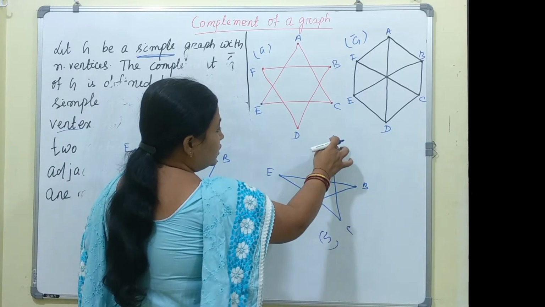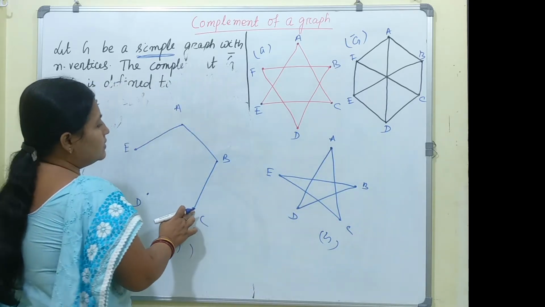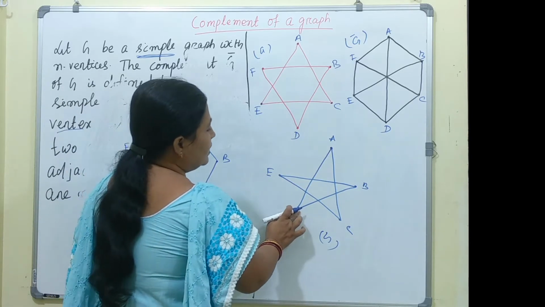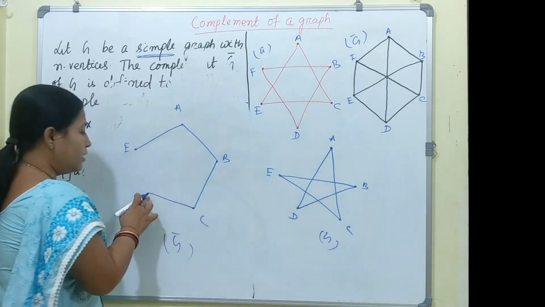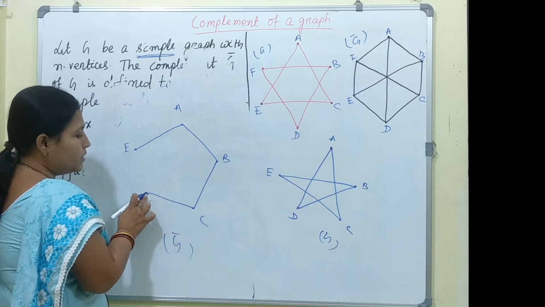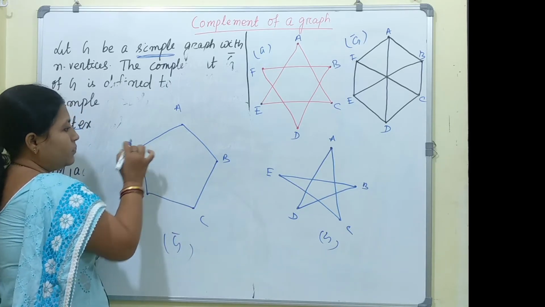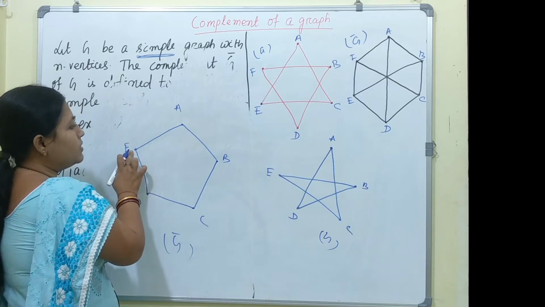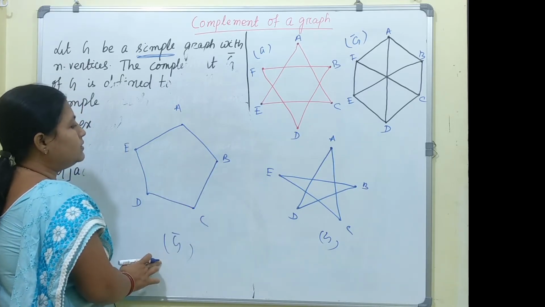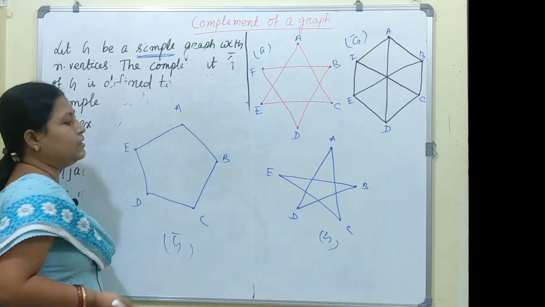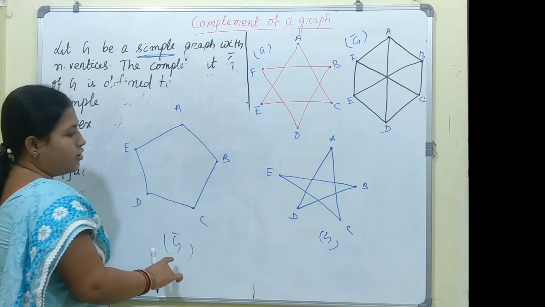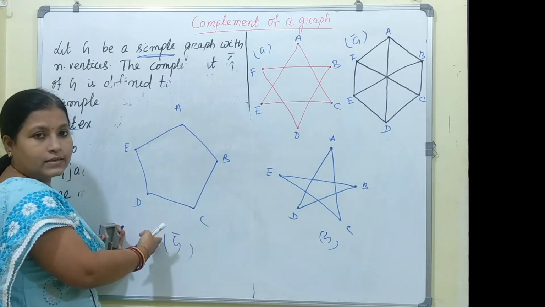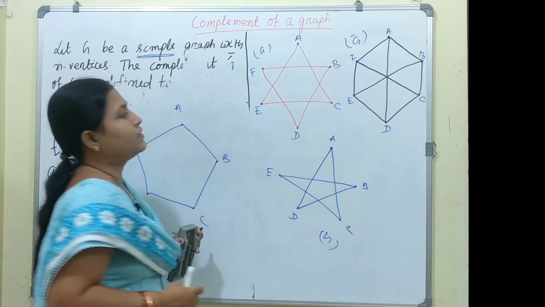C is adjacent with A and E. So here C is not adjacent with A and E. It is adjacent with B and D. And D is adjacent with A and B. So here D is not adjacent with A and B, and D is adjacent with C and E. Now E is adjacent with B and C in graph G, and here E is not adjacent with B and C in G bar, and it is adjacent with A and D. So we will find the complement of graph G. So this graph is the complement of this graph, and this is also the complement of this graph.